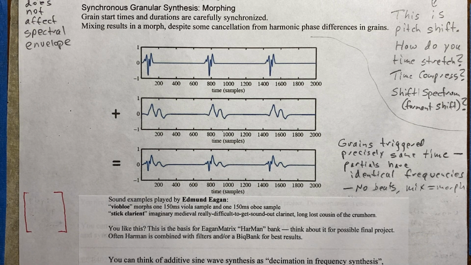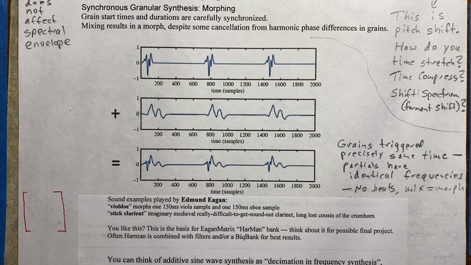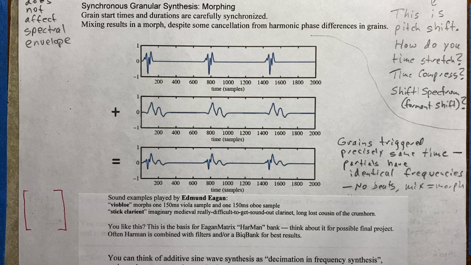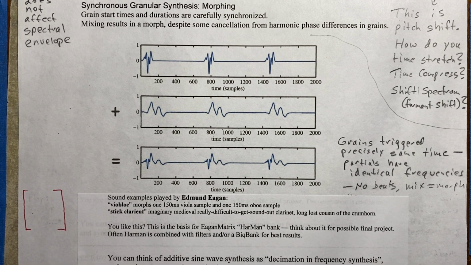Okay, sound example, viol blow, which is a really unattractive name. But anyway, it morphs one 150 millisecond viola sample and one 150 millisecond oboe sample. I kind of like this. It's not perfect, but it's pretty good.